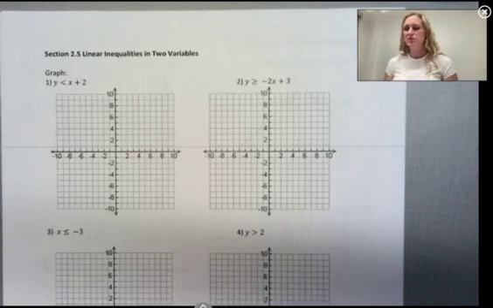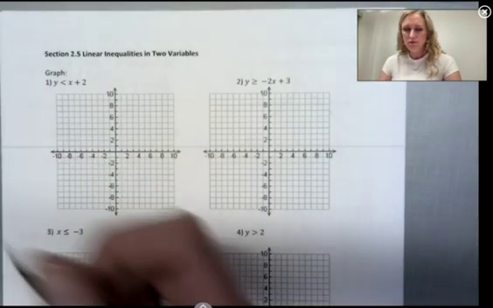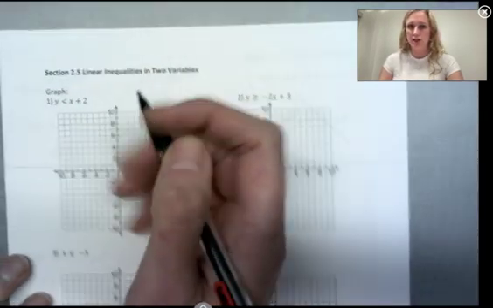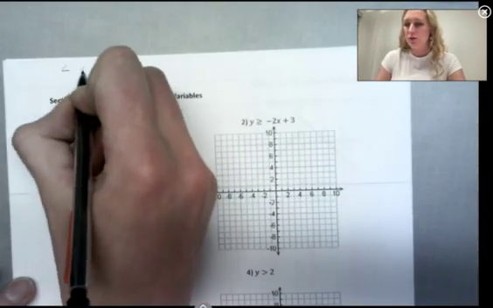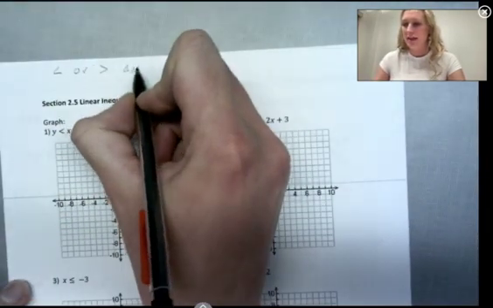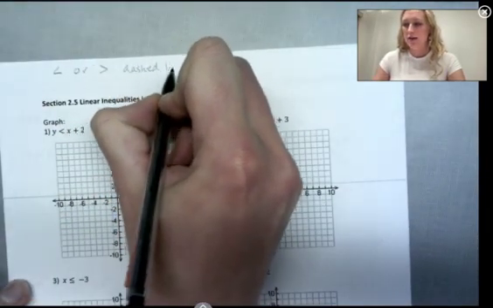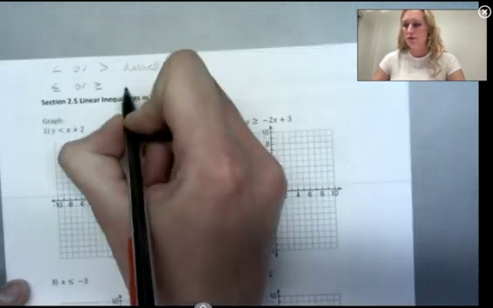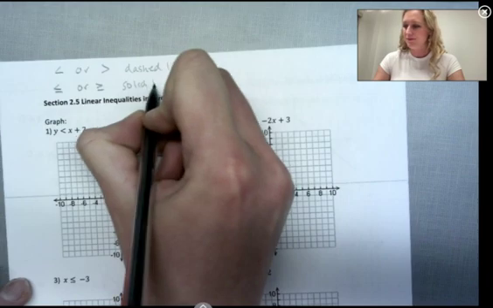Hi guys, in this video we're going to go through 2.5 where we're going to be graphing inequalities. So when it's in slope-intercept form, well actually we'll start here. If it's a less than or greater than symbol without the or equal to, we're going to use a dashed line. If it is less than or equal to or greater than or equal to, we're going to use a solid line.